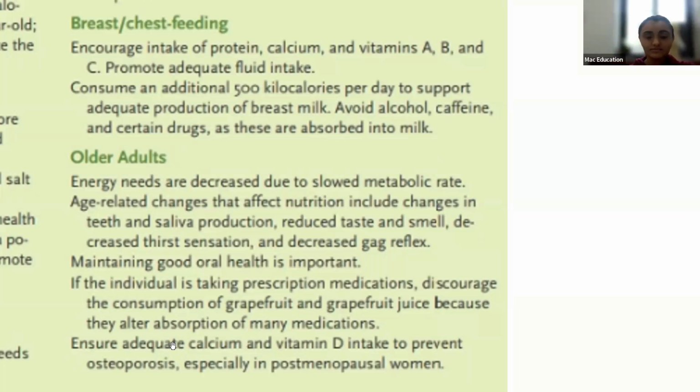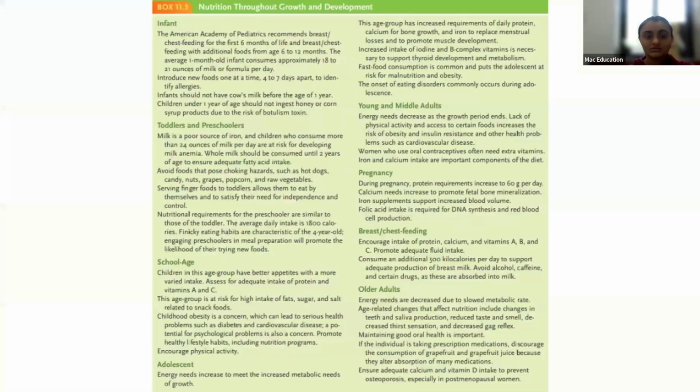Any doubt in this? નો મેમ. Yes. Okay. So these are the nutritional needs of all the stages of life.